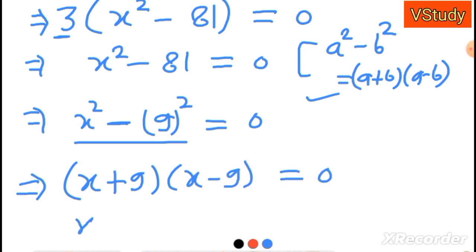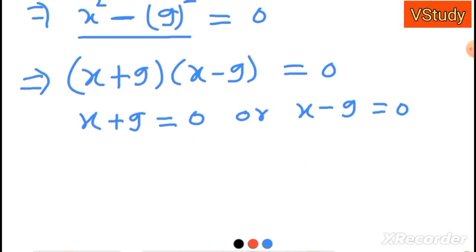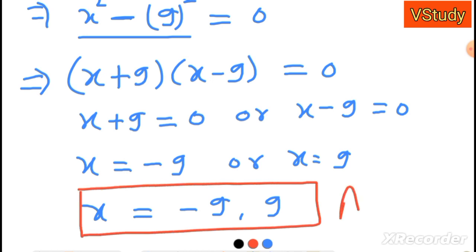Now we have two equations: x plus 9 is equal to 0, or x minus 9 is equal to 0. Again, x is equal to negative 9 or x is equal to positive 9. So the value of x is negative 9 and positive 9, and this is the solution of this quadratic equation. I hope you get it.